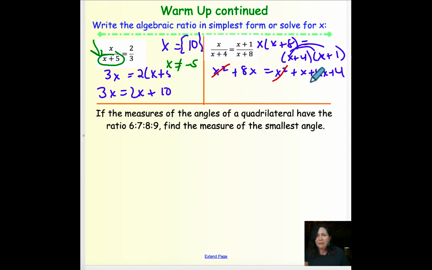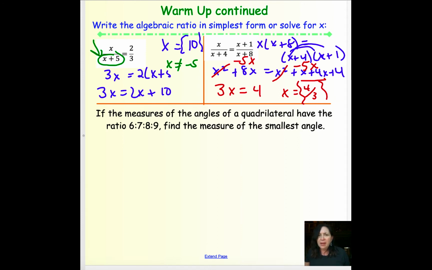The next thing I have is 5x on the right and 8x on the left. So I'm going to subtract 5x from both sides. In doing that, I get 3x on the left, and on the right, it looks like I just have 4. So x is equal to 4 divided by 3, and that's my solution to this problem.